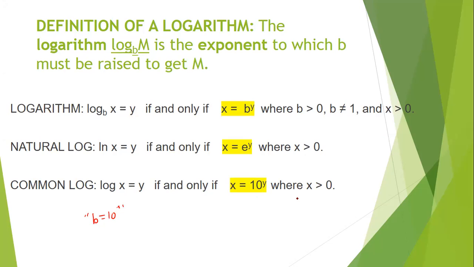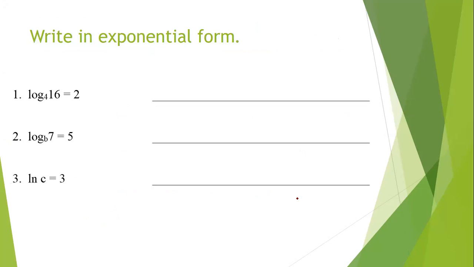All right, so let's apply some of these. So here we're going to go from log to exponential form. The first thing I'm going to do is identify what I have. I have my b, which is 4. I have my x, which is 16. And I have my y, which is 2. The rule tells me that if I want to write it as an exponent, it becomes x equals b to the y.